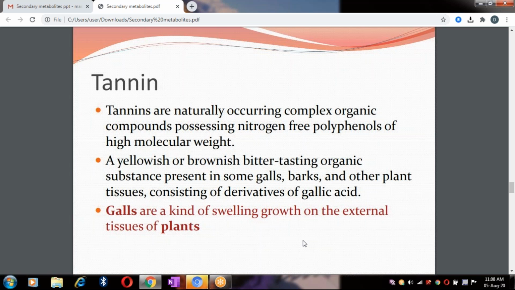Then you're going to place it in tannin solution for 5 minutes. Again wash it thoroughly with distilled water and place this in ferrous sulfate solution. So these tannins will show brown or black color on the skin. This is what is done in case of commercial leather industries.